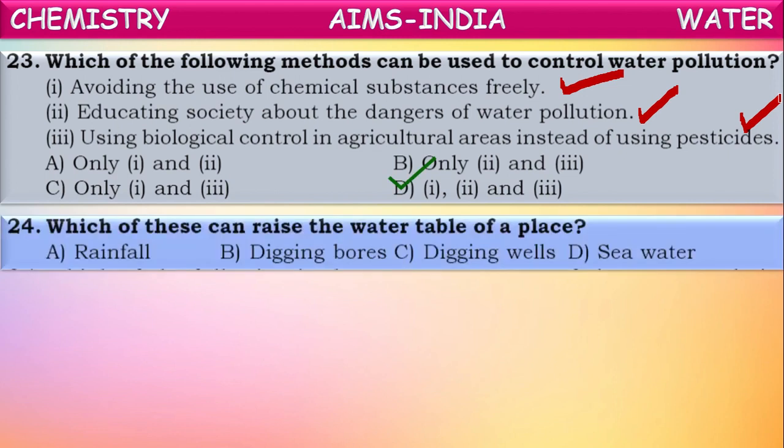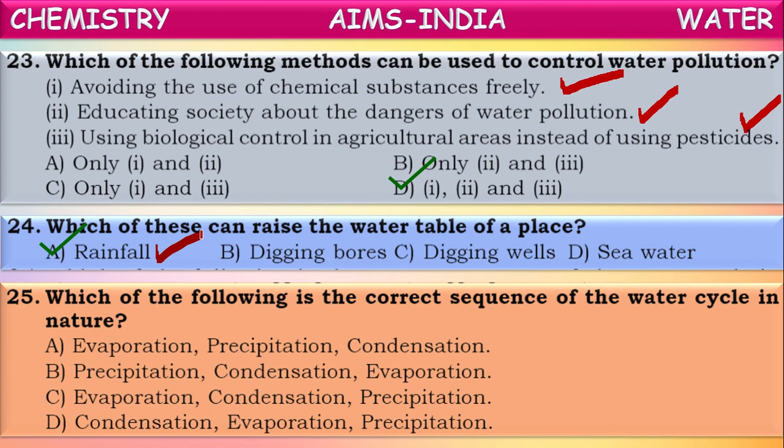See the next one. Which of these can raise the water table of a place? That means the groundwater level. Which can increase the groundwater level here? Rainfall, digging bores, digging wells, seawater. Which can increase the water table of a particular place? Rainfall. If it rains more, more water seeps into the soil and hence the water table or groundwater level increases.